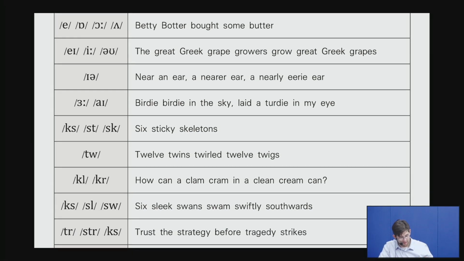Next one is a vowel blend. So we have near and ear, a nearer ear, a nearly eerie ear. So lots of ear sounds, I sounds. So let's do this one more time. Near and ear, a nearer ear, a nearly eerie ear.